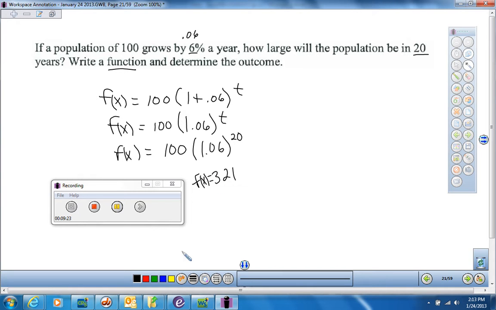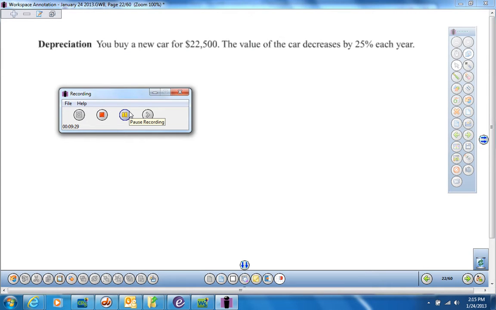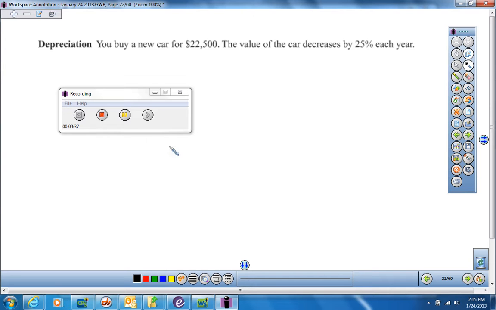I'm going to go ahead and do a depreciation problem, a type of problem you'll see too, and then we'll be done with this. Alright, here we have a depreciation problem, which is the decay. And this is again a type of problem you would see. We're going to write a function for it. So this is our starting value.